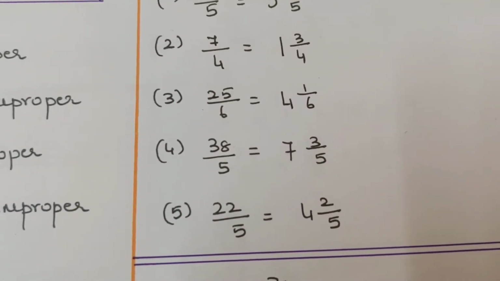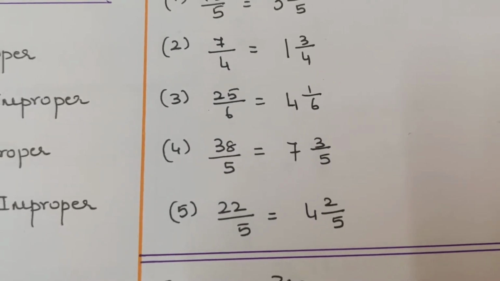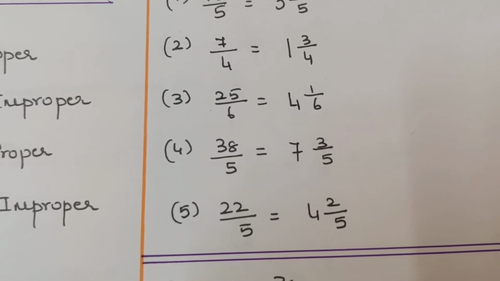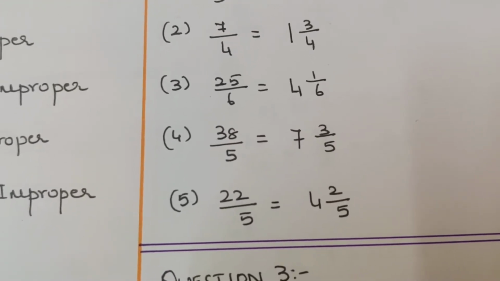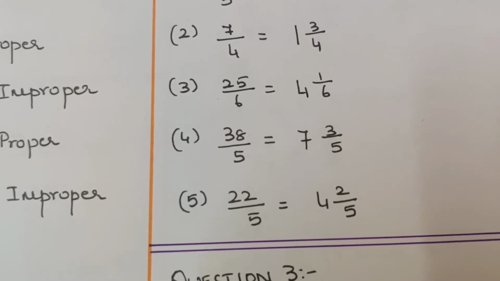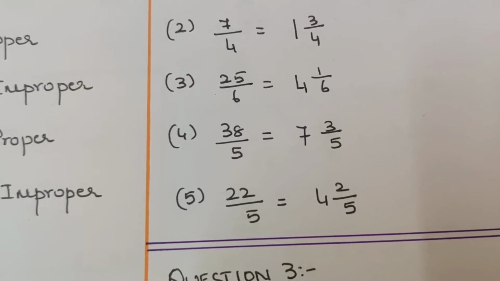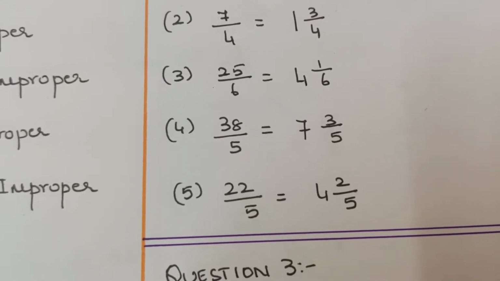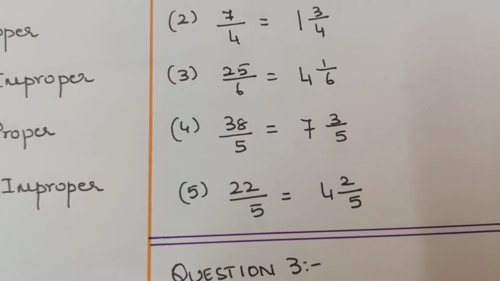The third one is 25 by 6. So when you divide 25 by 6, the quotient is 4 and the remainder is 1. Therefore, the mixed fraction becomes 1 by 6. The next one is 38 by 5. So when you divide 38 by 5, 7 is the quotient and 3 is the remainder. Therefore, the mixed fraction is 3 by 5. So 22 by 5, which is the last sum in this particular exercise for question 2.